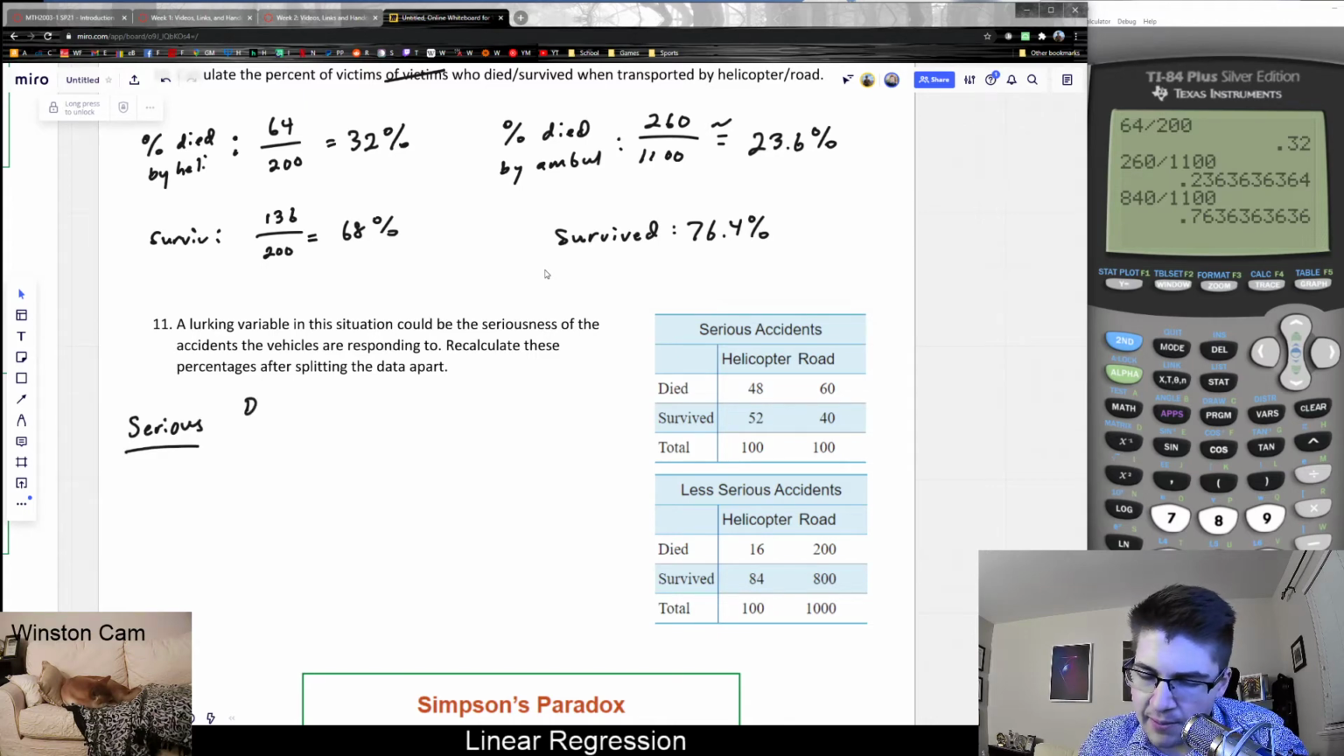The death rate by helicopter would be 48 out of 100 died. So 48% of our patients died on the way to the hospital when taking a helicopter. But if we look at the road, it's way more extreme. 60 out of 100 died on the way by ambulance.